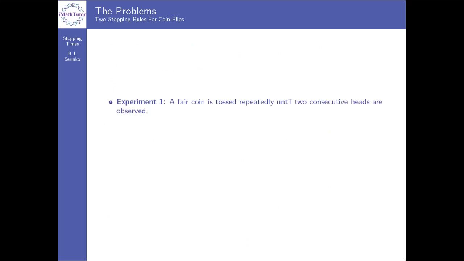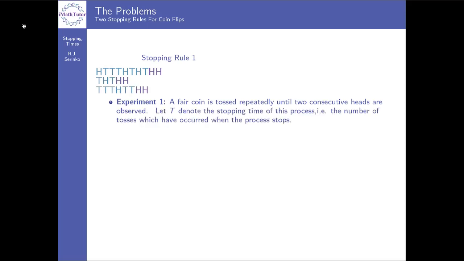Now let's move on to the stopping rules from the number file video. In the first one, a fair coin is tossed repeatedly until 2 consecutive heads are observed. Here are a few examples of sequences of coin tosses which result in 2 heads stopping the process. Let t denote the stopping time of this process, that is, the number of tosses which have occurred when the process stops. For these 3 processes, you have t equal 10, 5, and 8, respectively.